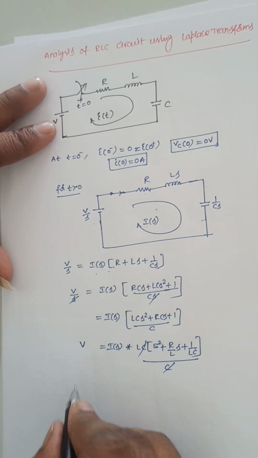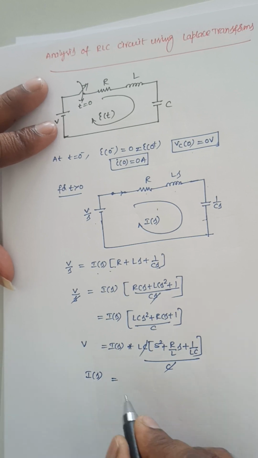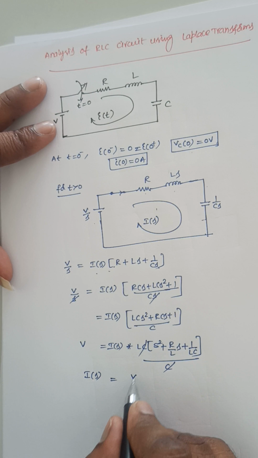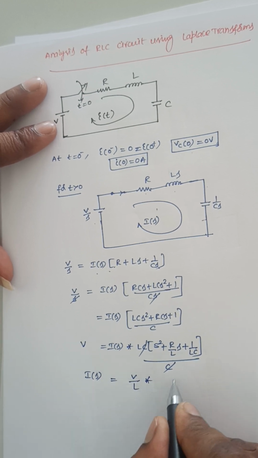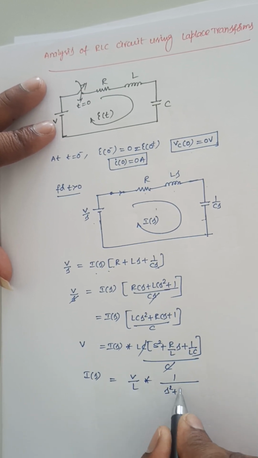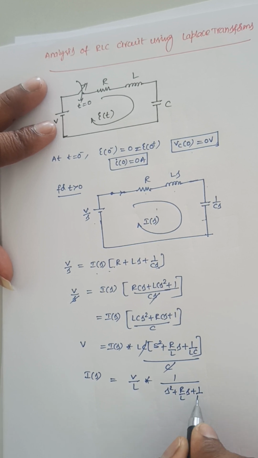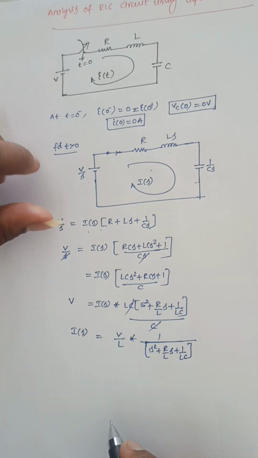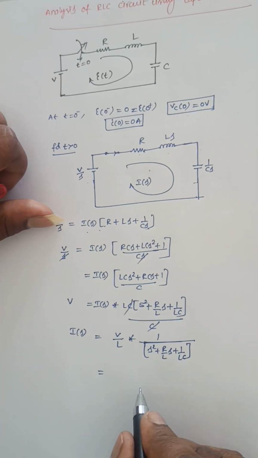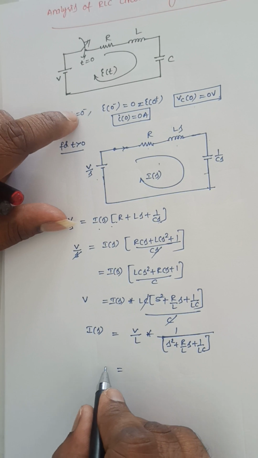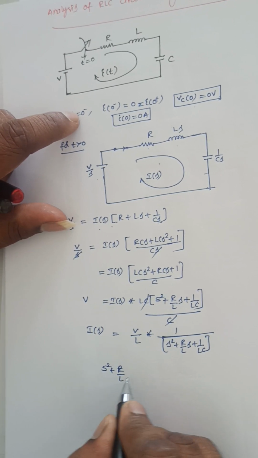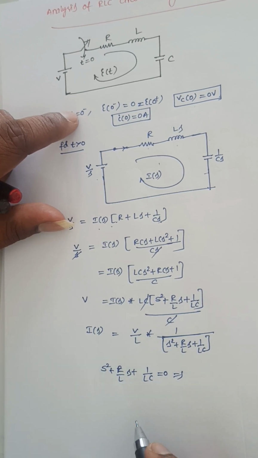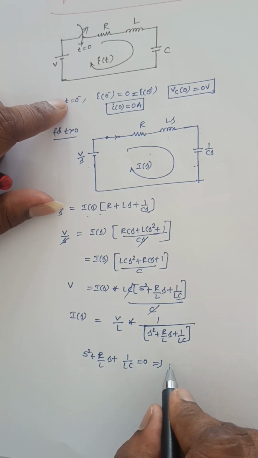So it is V. Now I of S is equal to, if I bring this term to the left side of the equation, V by L into 1 by S square plus R by L into S plus 1 by LC. So it is a second order equation. So it will have some roots here. If I make S square plus R by L into S plus 1 by LC equal to 0, it will have some roots for this equation.